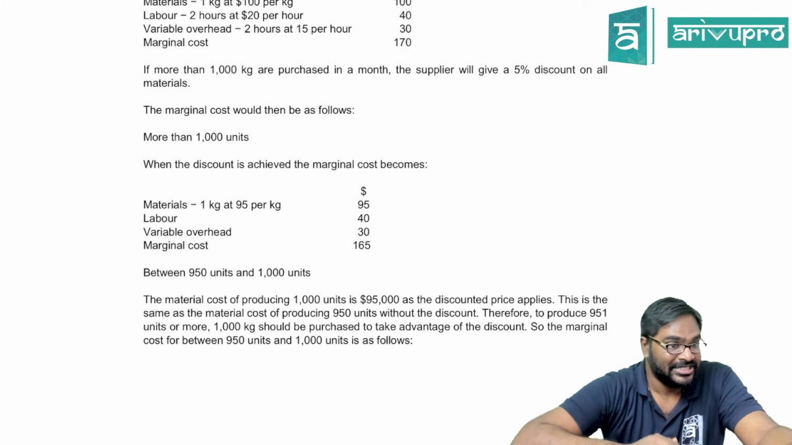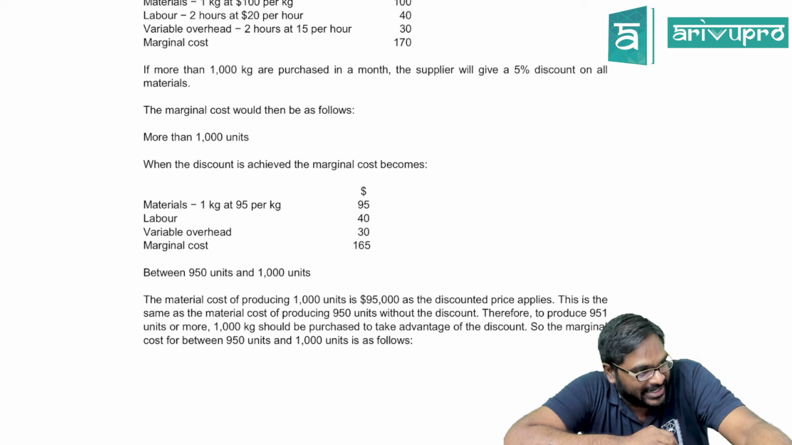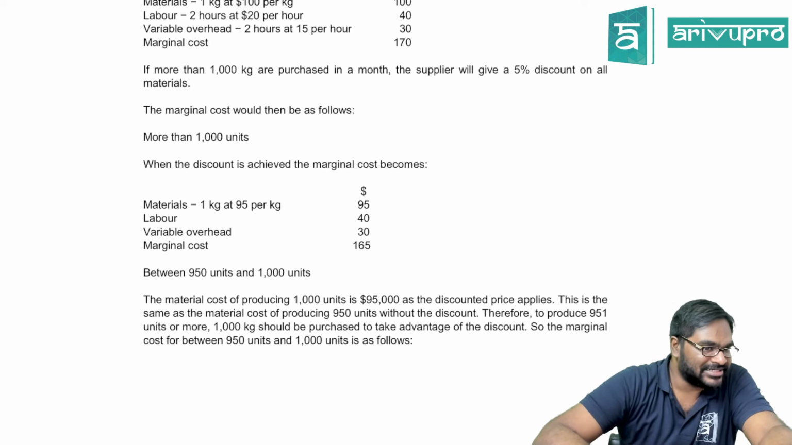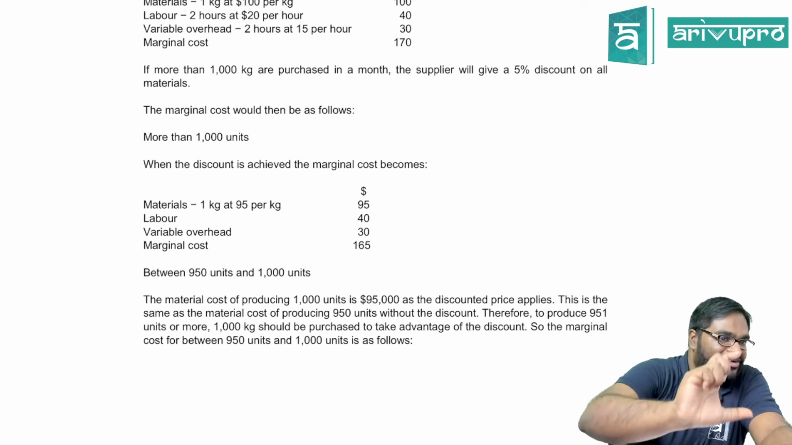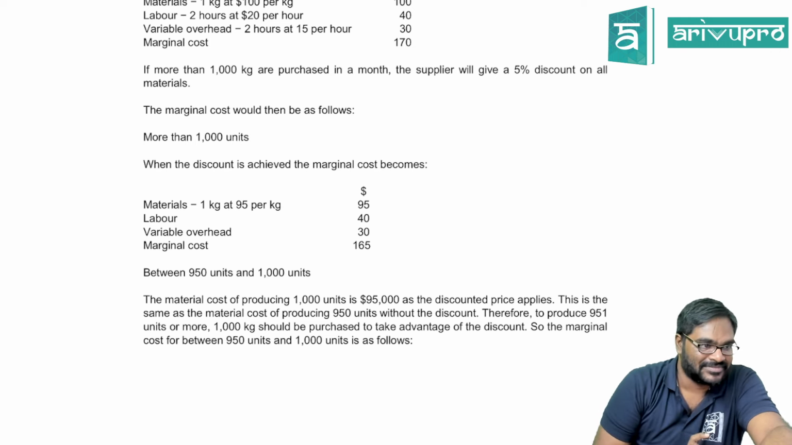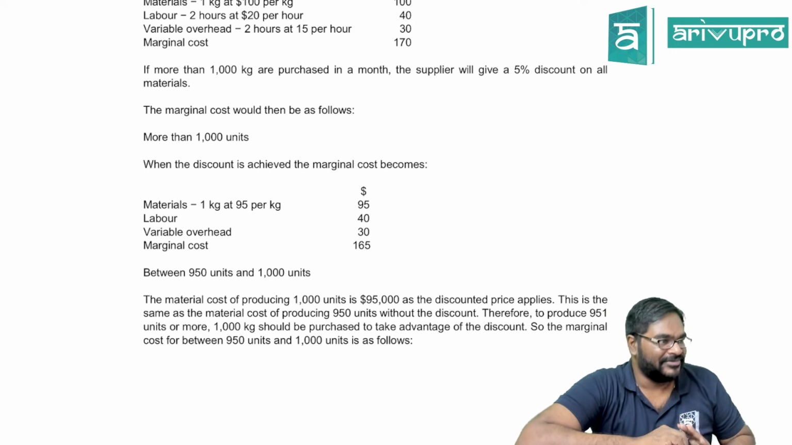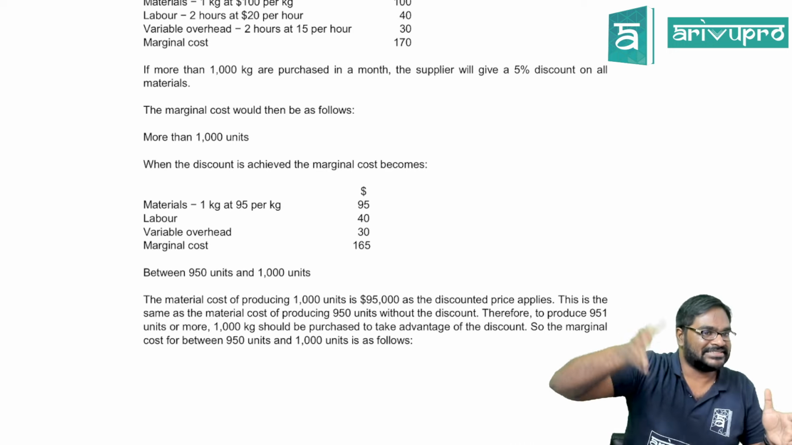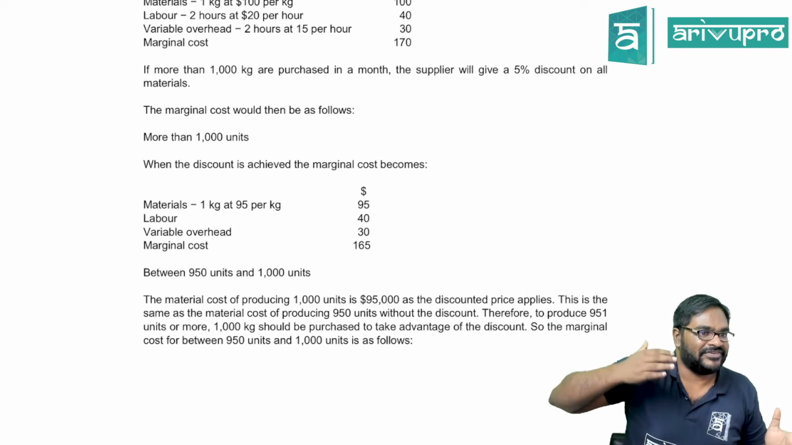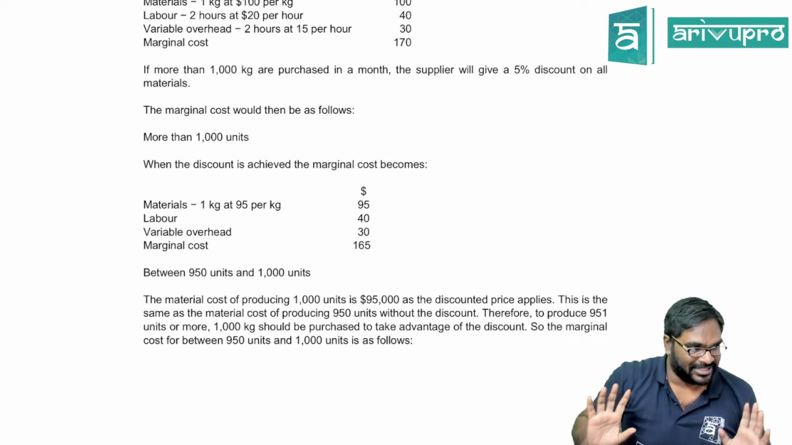Right. So if you take the marginal cost for the units between 951 to 1000, only the variable cost would be labor and variable overhead. Because material marginal cost is 0. Because for that 50, you are not spending anything compared to the original price. Are we clear?